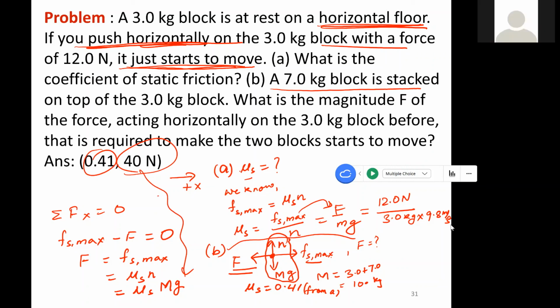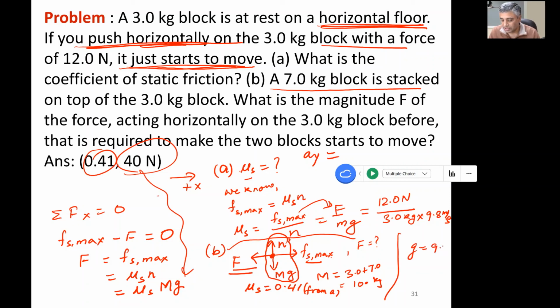Professor Dungana, will our gravity in this problem be negative 9.8? G is always 9.8. Never negative when we write like mg, okay? Acceleration, when we write like ay, that can be negative or positive. G is just the symbol for this number 9.8.